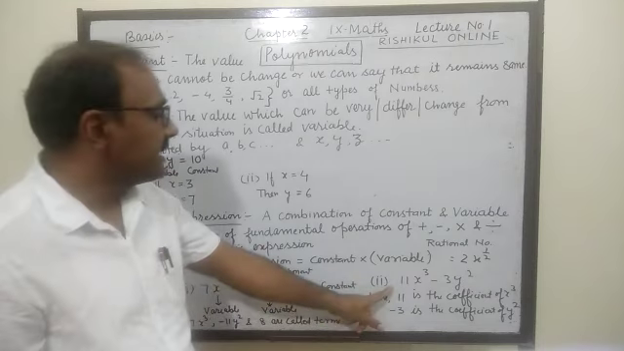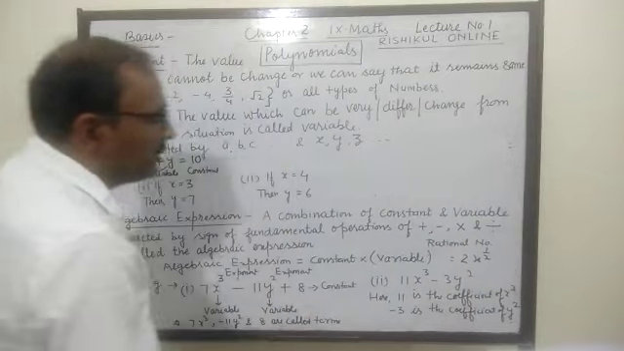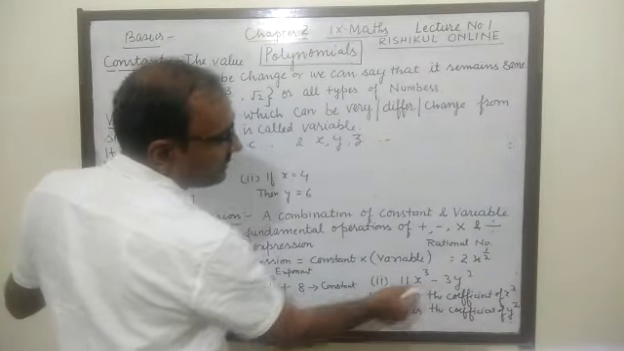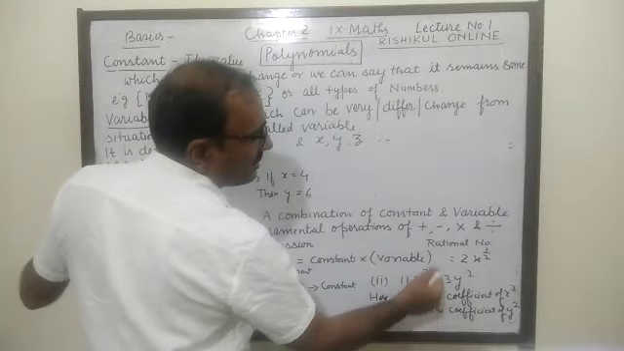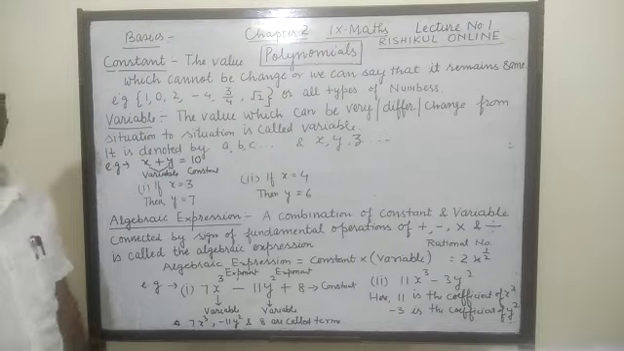You see next example, 11x cube minus 3y square. Then you can say that here 11 is the coefficient of x cube, minus 3 is the coefficient of y square. Clear?